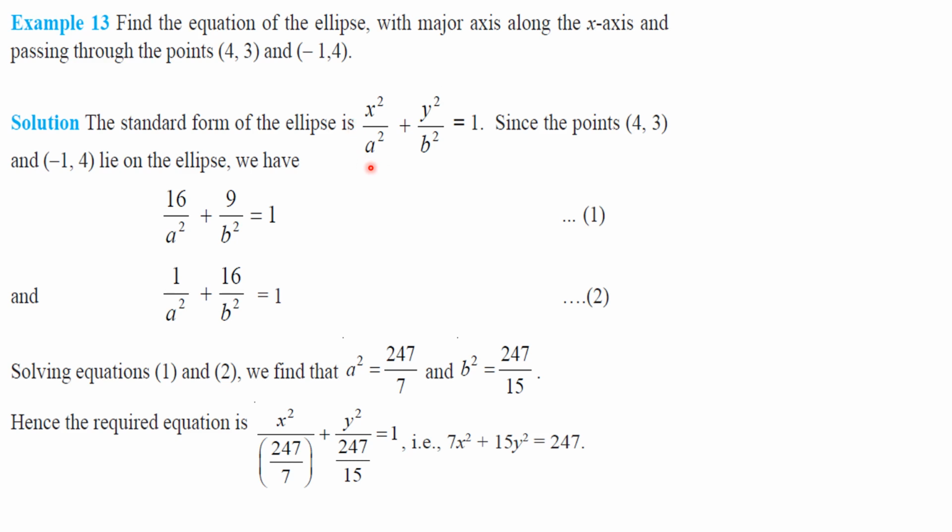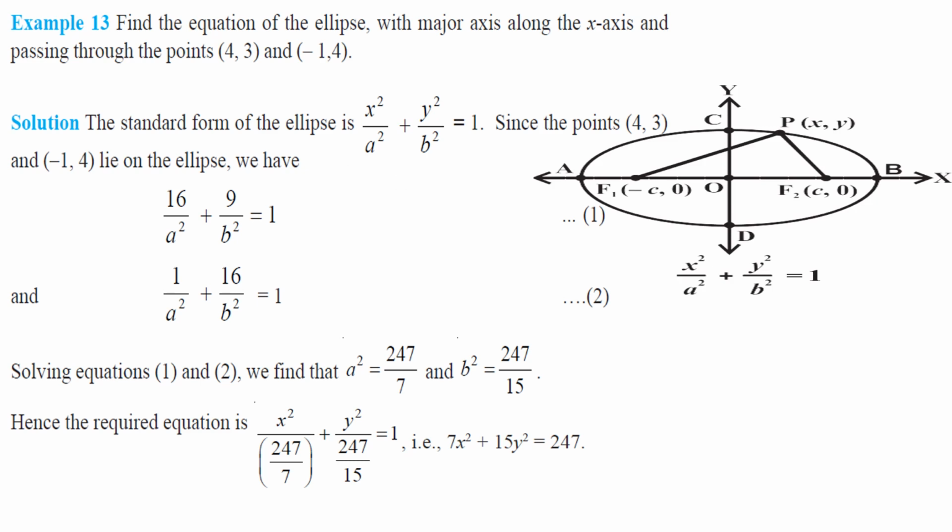I will visualize the ellipse and show the graphical representation of this ellipse. See here, my children, this is a visual representation of the required ellipse. The major axis of the ellipse is along the x-axis. That is why the equation of the required ellipse is in the form of x square by a square plus y square by b square is equal to 1. Understood this point, my children?